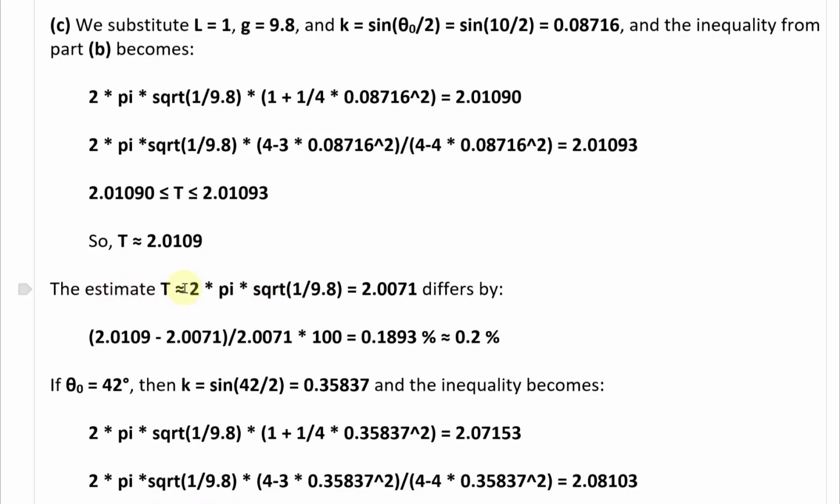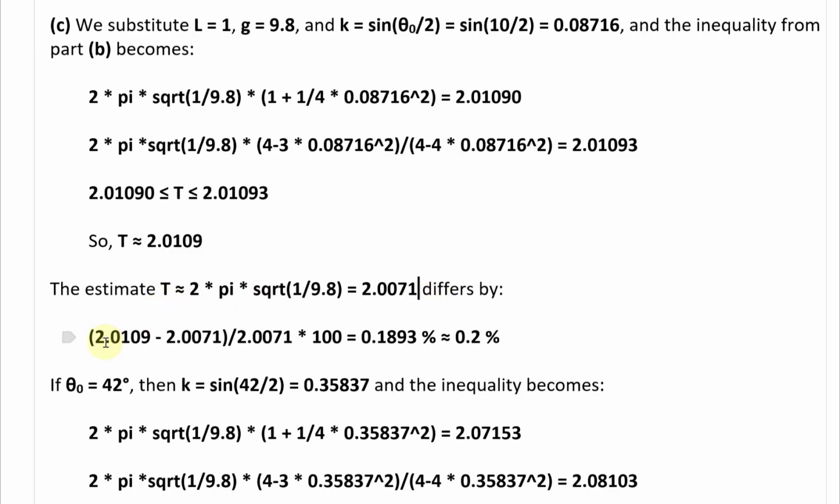So the estimate period is approximately equal to 2 times pi, let's put this all in the calculator in one go, times square root L over G, which is 1 divided by 9.8. This equals 2.071. And the calculus book just rounds it up to the 1. Yeah, just rounds it up.